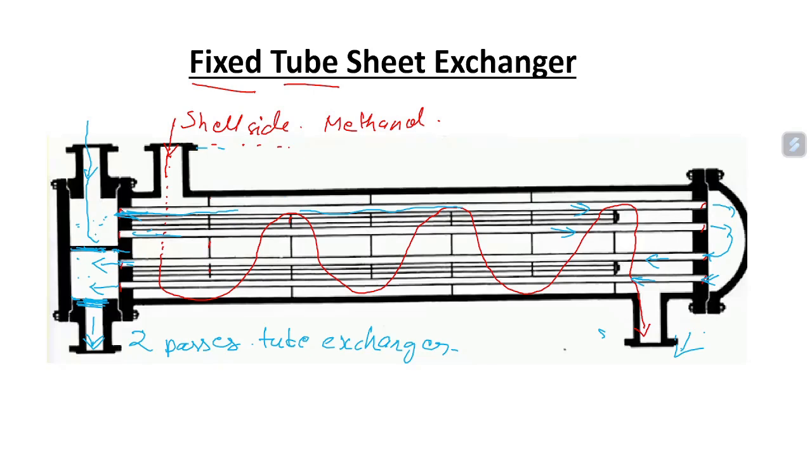But in this case, the diagram which we are looking at is a double pass tube side heat exchanger and single pass shell side heat exchanger. Now another interesting factor is that there are different ways in which these baffle plates can be arranged. So let me go to our next slide.